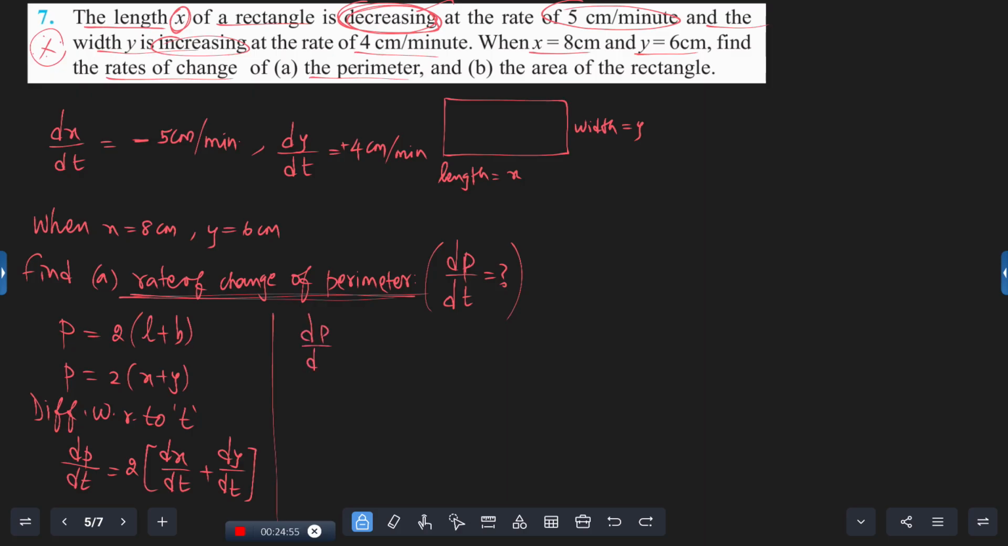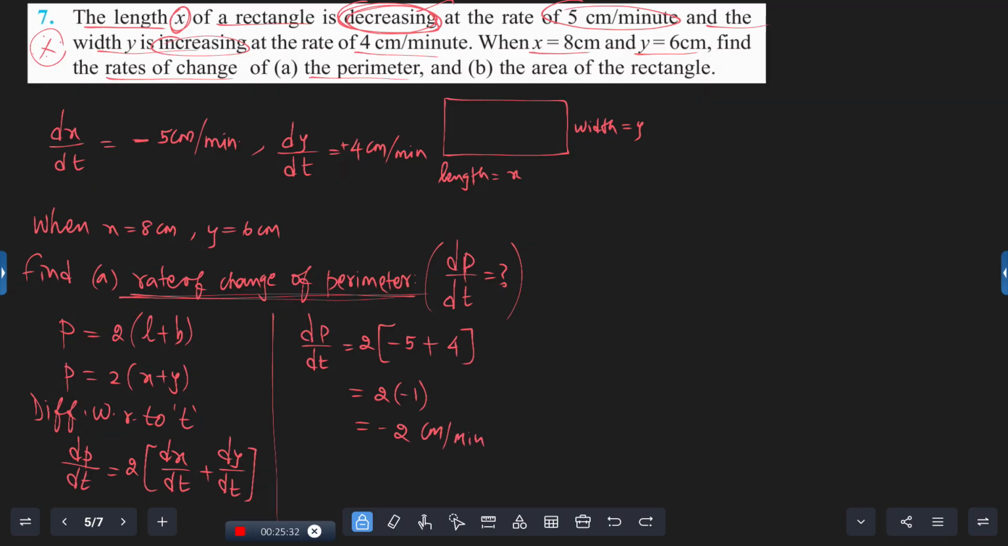dP divided by dt is equal to 2 into, what is dx by dt? dx by dt is minus 5. Listen, minus 5 plus dy by dt, what do I know? 4. When you simplify, what am I getting? 2 into minus 1, which is equal to minus 2. Here there is no use for x and y. Have you noticed? Because there is no variable x and y in the change of perimeter. The unit is centimeter per minute.